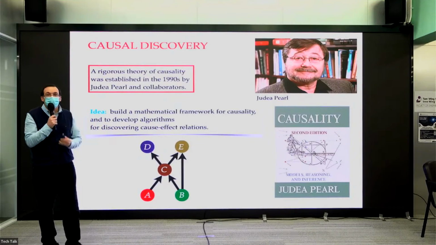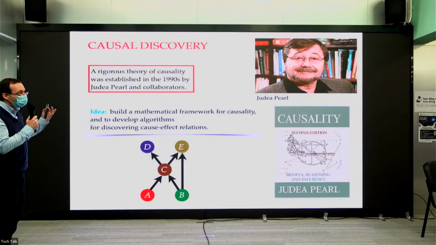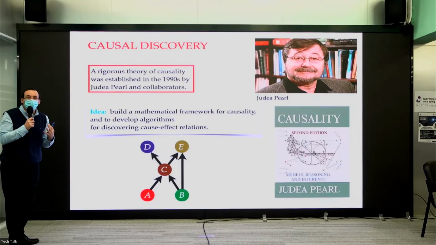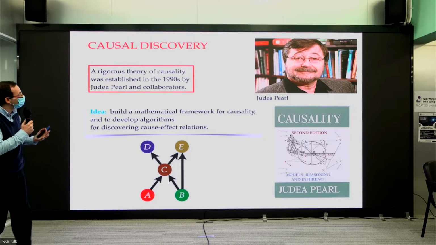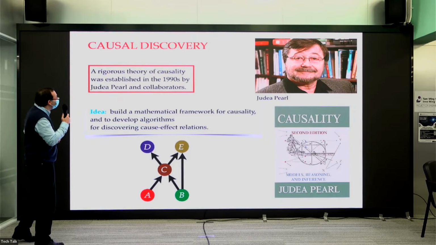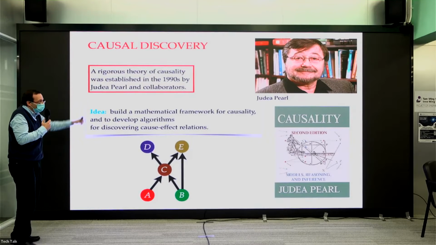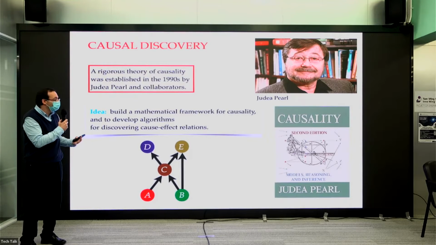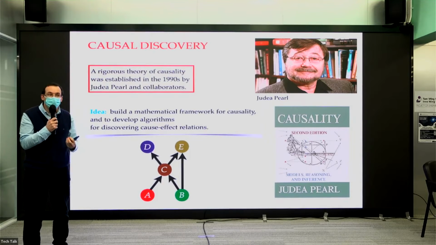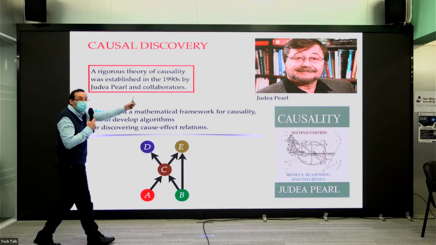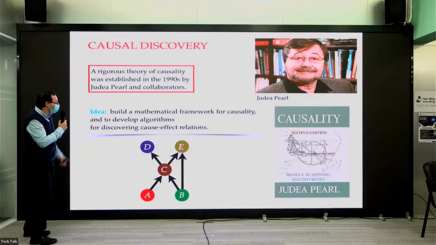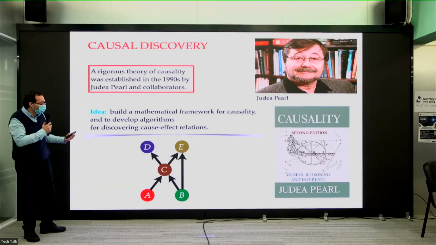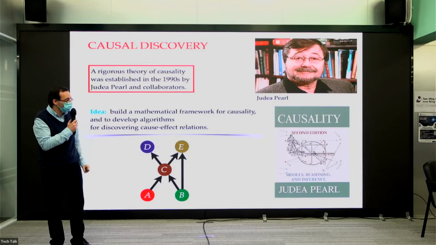Okay. So the main hero in the classical world for causality is Judea Pearl. He developed a rigorous mathematical theory for causality in the 1990s with his collaborators. So the idea here was to build a mathematical and algorithmic framework for defining and discovering causal relations, and to develop algorithms that would discover causal relations automatically.